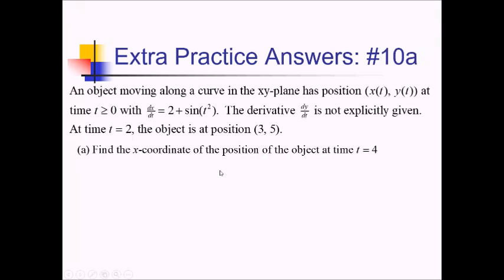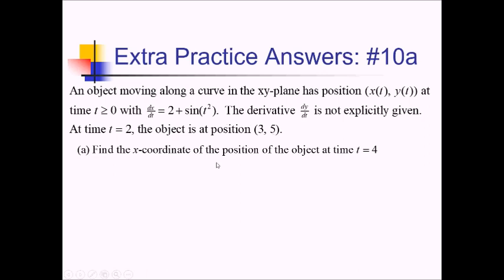On this free response problem, we have an object moving along a curve in the xy plane with an x and a y component as a function of time. And we're told that the rate of change of x, dx over dt, is this function right here. And dy over dt, they did not explicitly give that to us. We're also told at time 2, our object was at position (3, 5).